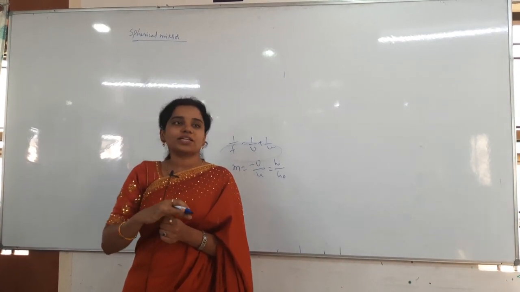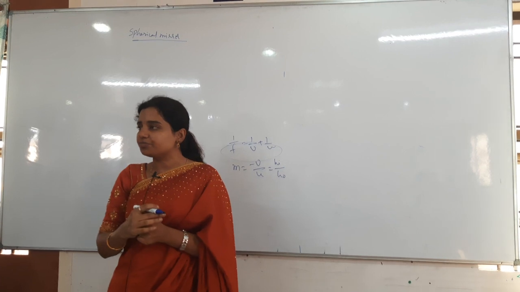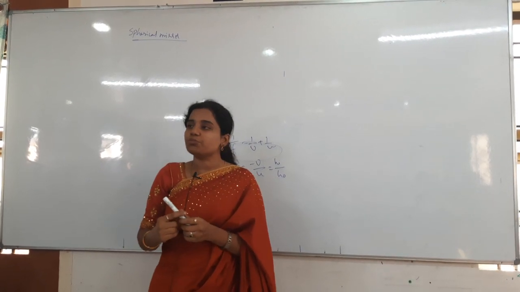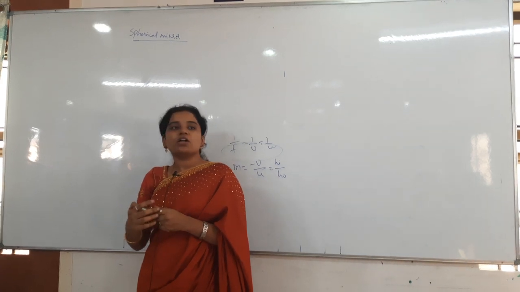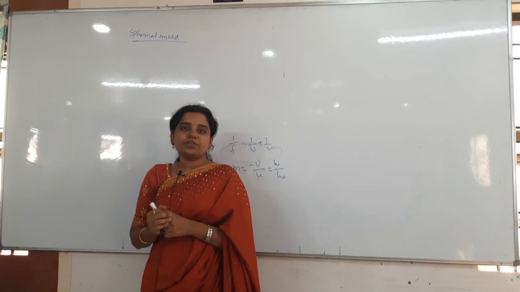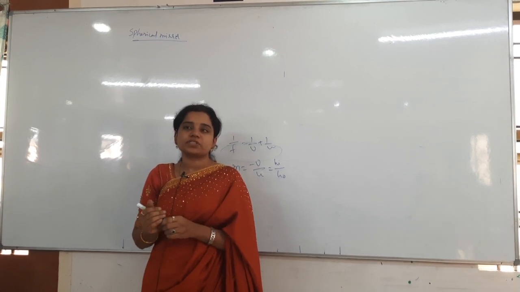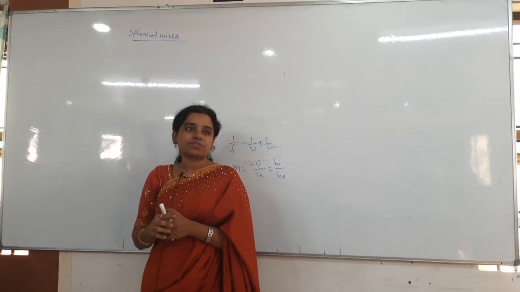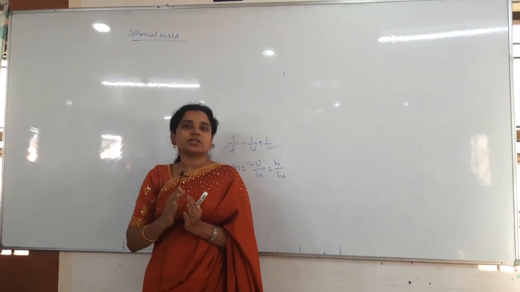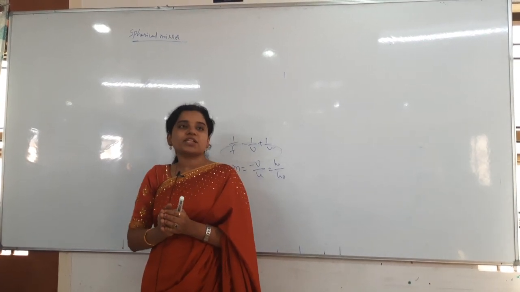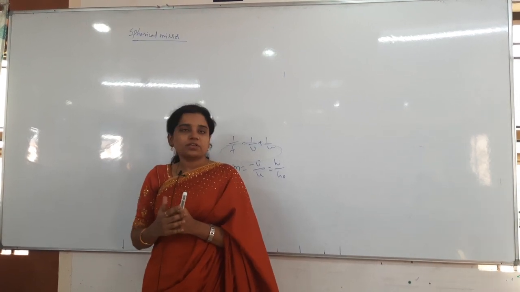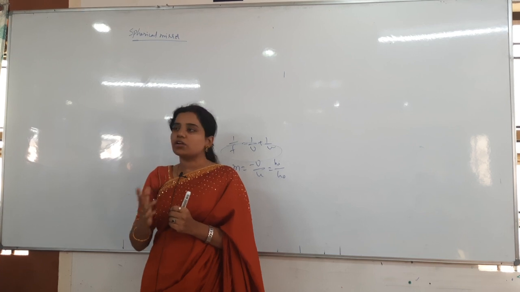One is the concave mirror, another is the convex mirror. The concave mirror is also known as a converging mirror. The convex mirror is also known as the diverging mirror. For the concave mirror, which surface is the reflecting surface? Inner surface, outer surface? Inner surface. For the concave mirror, the inner surface is the reflecting surface. For the convex mirror, the outer surface is the reflecting surface. So that is about the convex and concave mirrors.